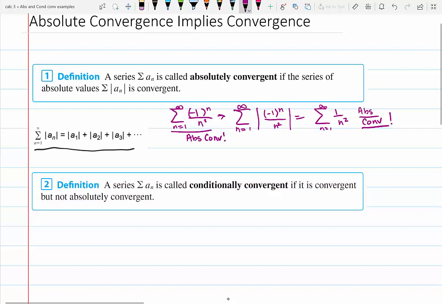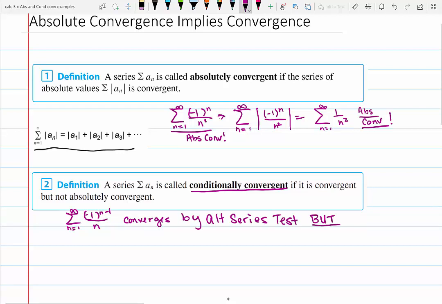But this doesn't always happen. That's why we have a notion of conditionally convergent. The most basic example of this is the alternating harmonic series, (-1)^(n-1) over n. This converges by the AST, but it's not absolutely convergent.